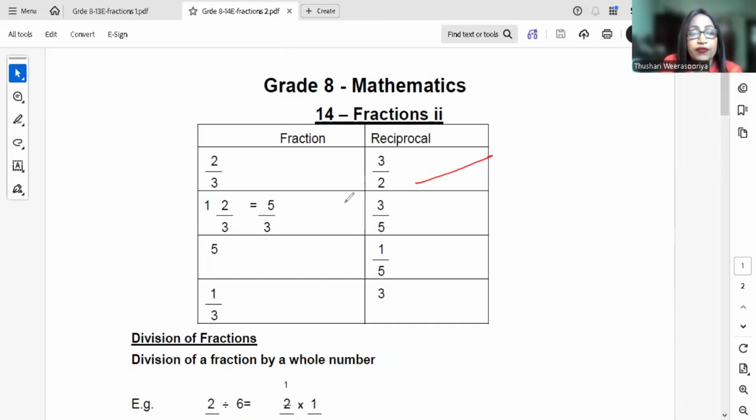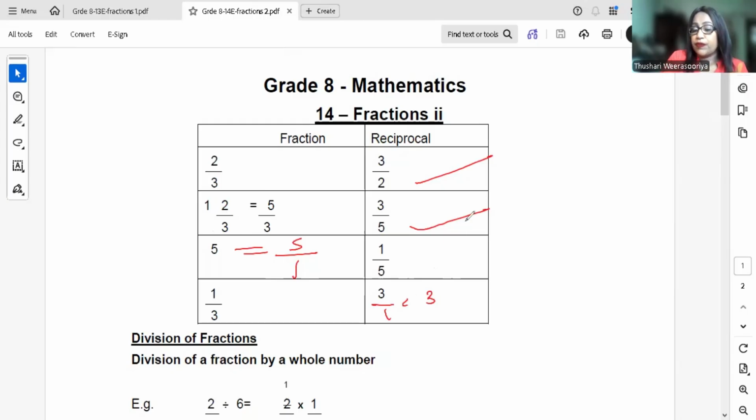The next part of that, the reciprocal, that is 3 over 5. Then 5. You can write 5 as a fraction, 5 over 1. You can convert that as 1 over 5. That's the reciprocal of 5. 1 over 3, the reciprocal of this is 3 over 1, that is 3. That is about the reciprocal.